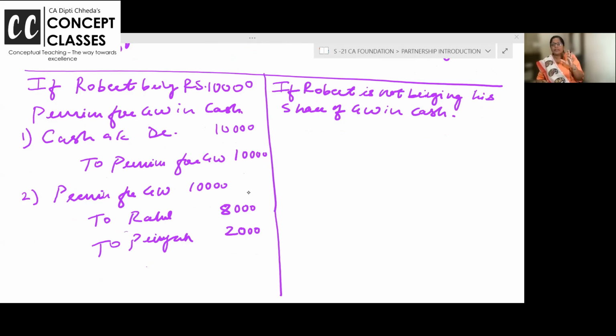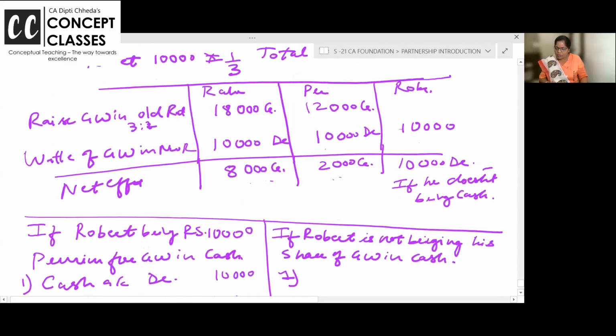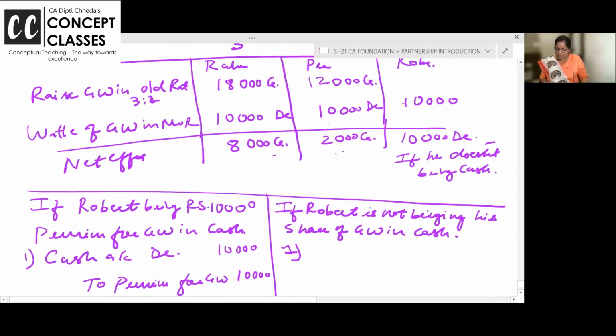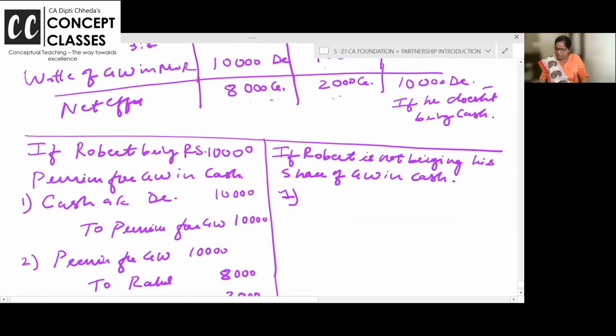How much capital have you got, Robert? Say 50,000. Out of that, 10,000 we will take for goodwill. So now what will be the entry number 1? If the partner is not bringing his goodwill in cash, still goodwill adjustment is to be done. Raise the total goodwill.